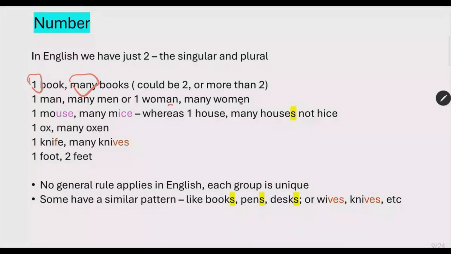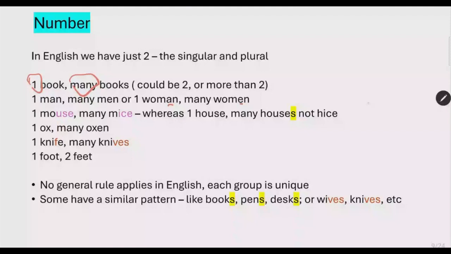Then we have other examples of plurals, like a mouse, plural is mice, and a house is houses, right? Now here you can see it's not heis. If you had to say the pattern to be this, you'd expect this to be the plural of house, but it's not heis, it's houses actually.